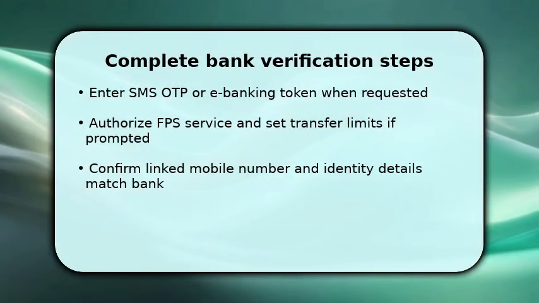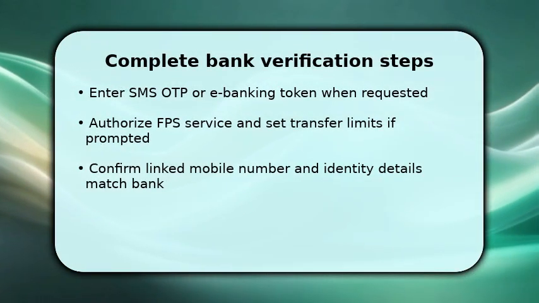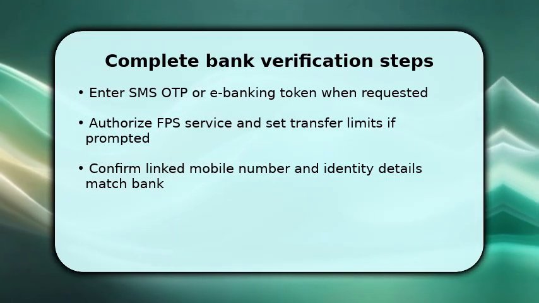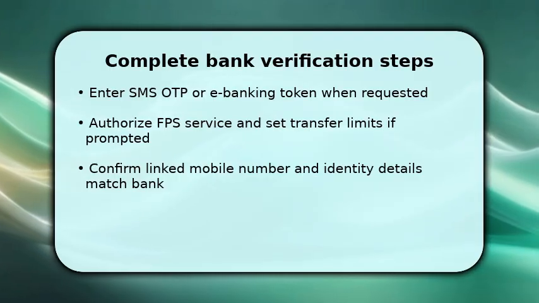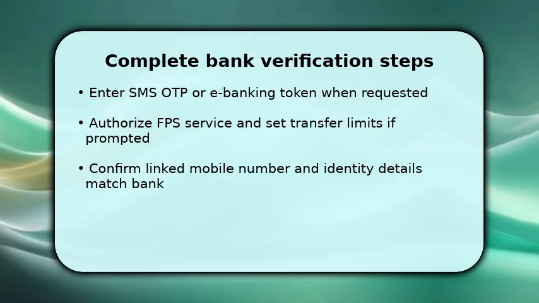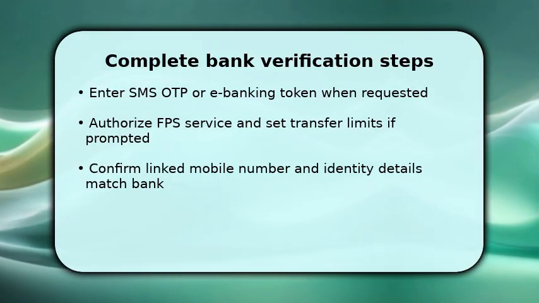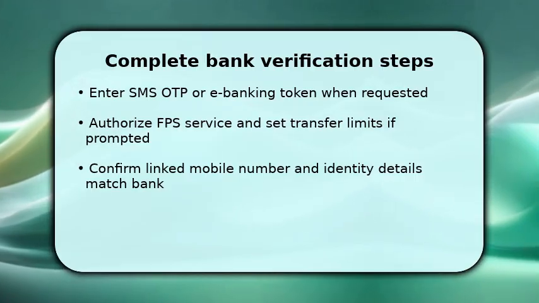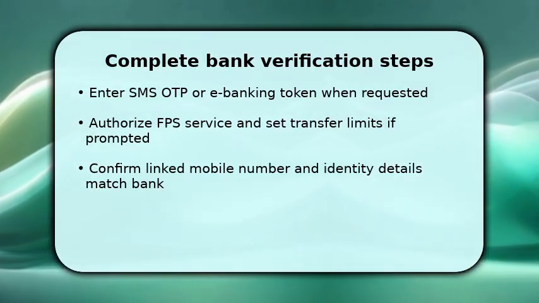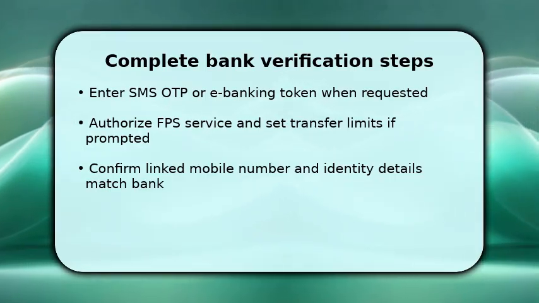Once done with initial entry, follow the bank's on-screen verification. You will receive an SMS OTP or use your bank's token app. Enter it promptly. Then authorize WeChat to enable FPS for that account. You may set daily transfer limits for security. Make sure the linked mobile number in WeChat matches the bank record, because banks use that match to finalize binding. If you see a progress or pending status, wait a few minutes. The bank and WeChat exchange confirmations automatically.